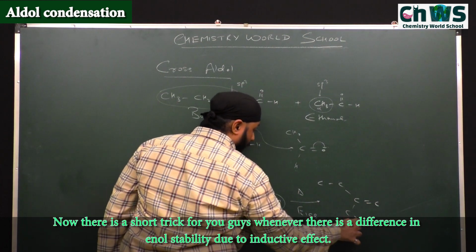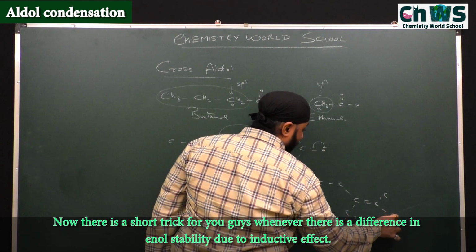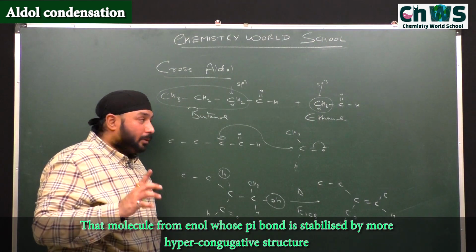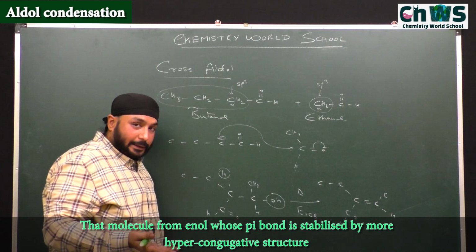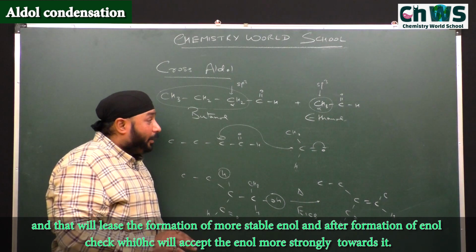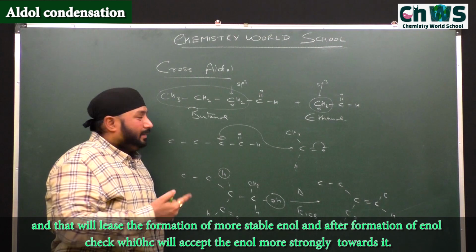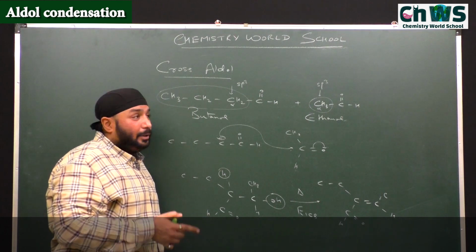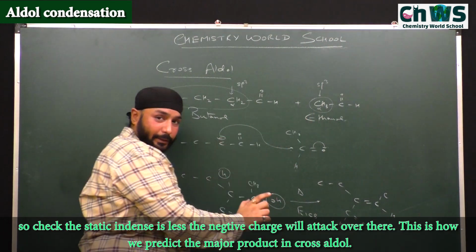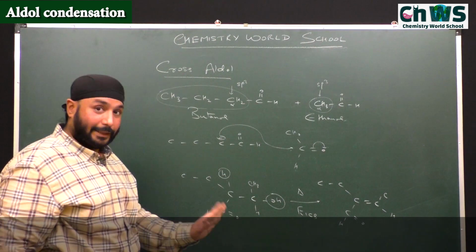Now this is a short trick for you guys. Whenever there is a difference in enol stability due to inductive effect, that molecule forms the enol which is stabilized, whose pi bond is stabilized by more hyperconjugation structures, and that will lead to the formation of the more stable enol. And after formation of the enol, check which carbonyl will accept the enolate more readily, right? So check the steric hindrance. Where the steric hindrance is less, the negative charge will go and attack over there. So this is how we predict the major product in cross aldol. That's it. Thank you.